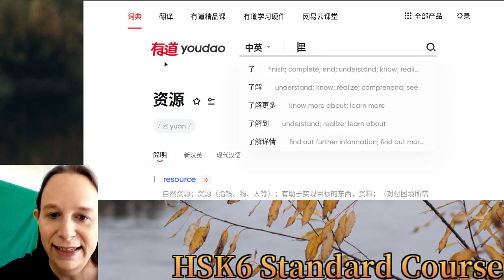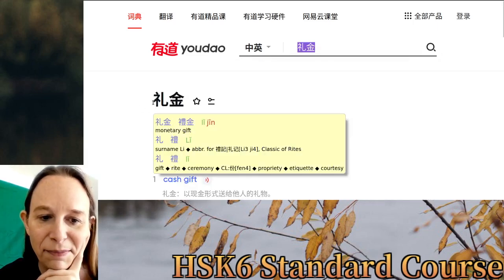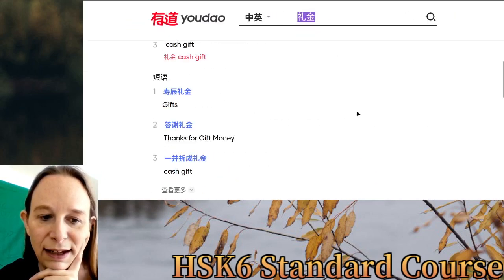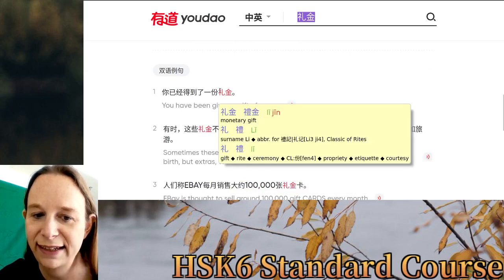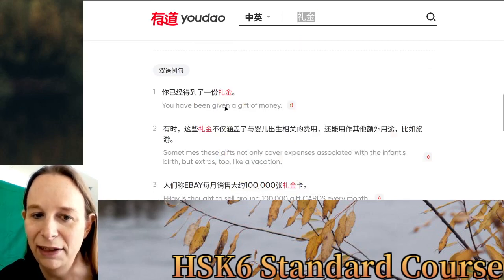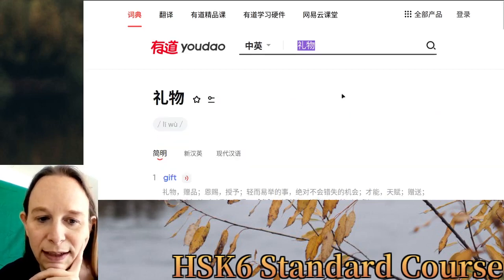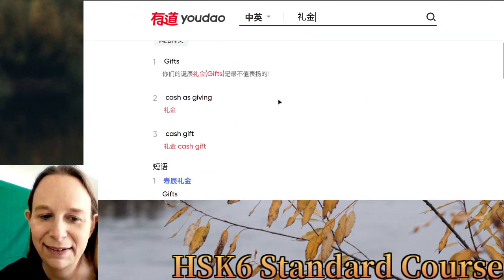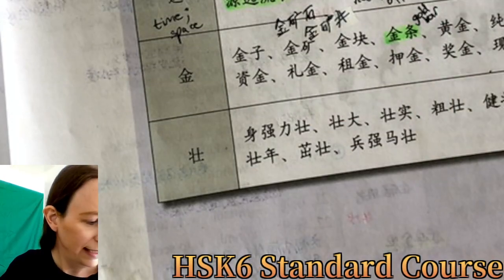Okay, the next one was 礼金. 礼金, monetary gift. Okay. I don't recall seeing this. 礼金. But 礼 is 礼物. 礼物. So 礼金 kind of makes sense. So let's go back. 礼金.